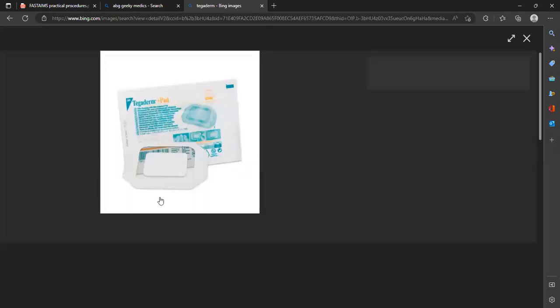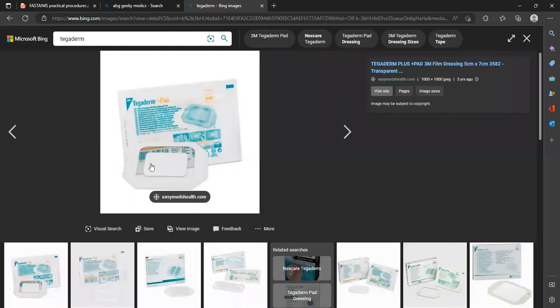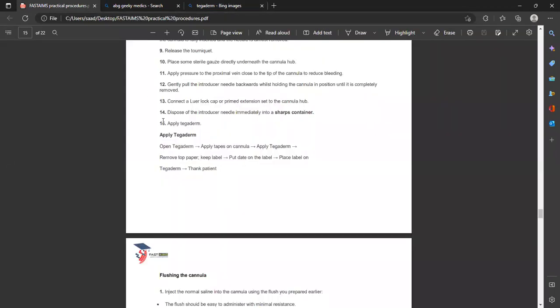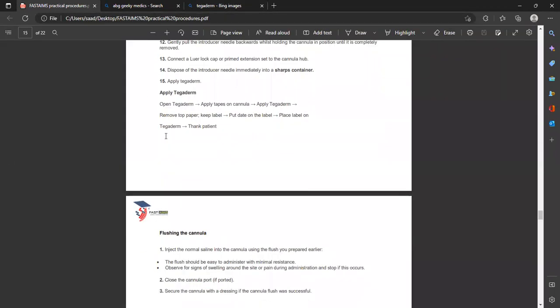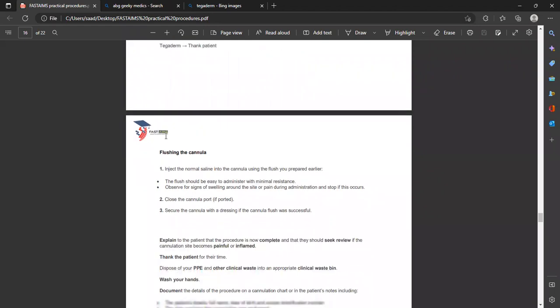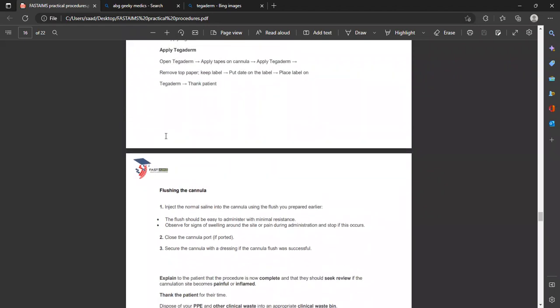There it is. It's a Tegaderm. You have to apply it on the cannula to hold the cannula. There would be a space for name, address and NHS number as well. You have to document name, address, and everything on the Tegaderm. This is the important step people usually forget, to apply the Tegaderm and how to apply it. You can buy it from any medical store and practice it on any mannequin.